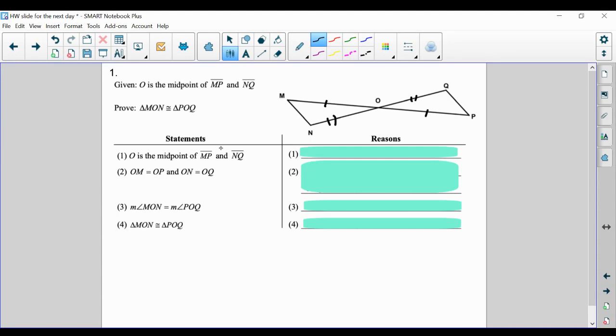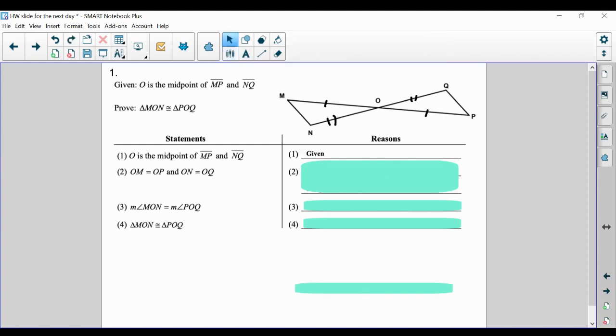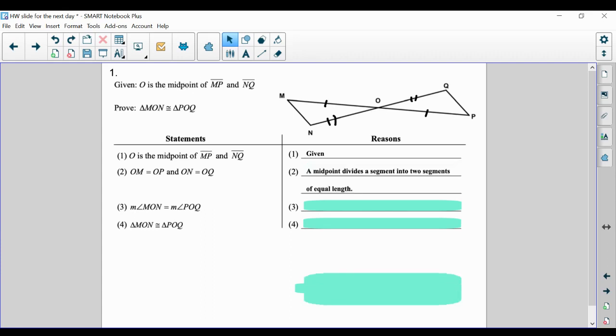The first one we just copy. You see, O is the midpoint of MP and NQ. It's exactly the same as the given information. So what you need to write is the given information. Next one, OM is congruent with OP and ON is congruent with OQ. These two are congruent, these two are congruent, from the word midpoint. A midpoint divides a segment into two equal lengths. You can write it a little bit shorter, say a midpoint divides a segment into two equal segments. You can use your own words to explain the reasons.